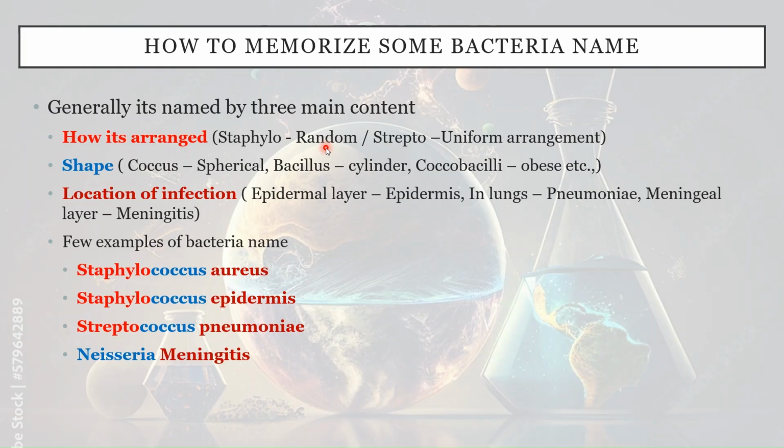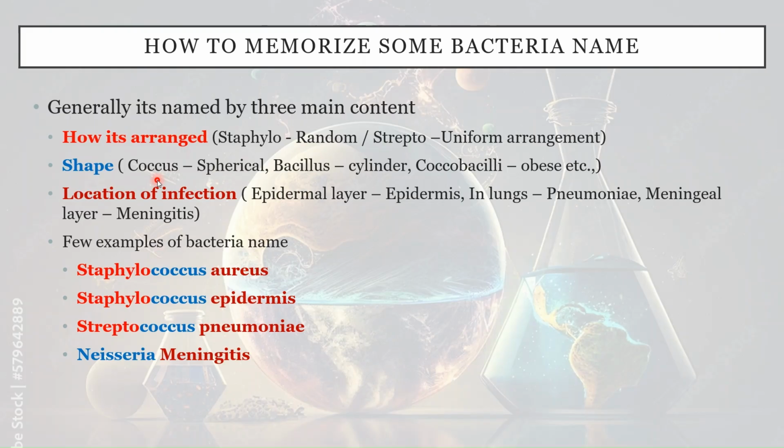That's all. Shape: there are five different shapes, but generally you should know at least three basic shapes. That is coccus, which is spherical in shape, bacillus, which is cylinder in shape, and coccobacilli, which is oval in shape. And location of infection, where it is producing the infection.